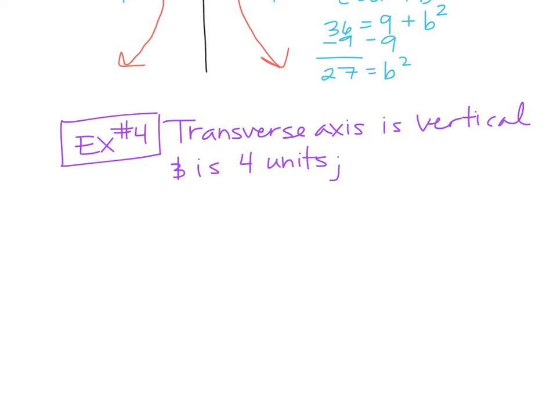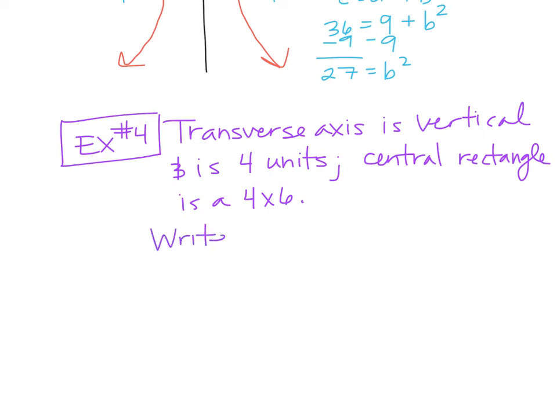Okay, and then it says your central rectangle, remember that's the rectangle we would draw yesterday in our graph. We'll draw it again today right now. So the central rectangle is a 4 by 6. The question is, what is the equation? So we're going to write the equation of the hyperbola.